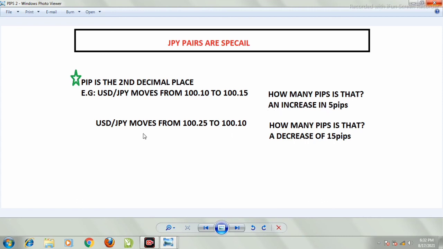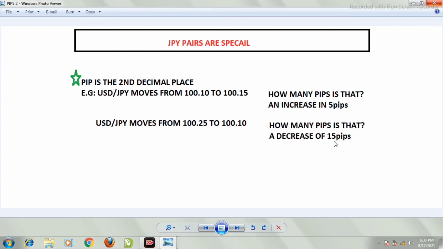Okay, let's look at another quick example. The USD/JPY moves from 100.25 to 100.10. Now how many pips is that? Like I said, you just take this 10 and minus it from here. If it gives you a negative answer, that means it's a decrease. Okay, a decrease of 15 pips.